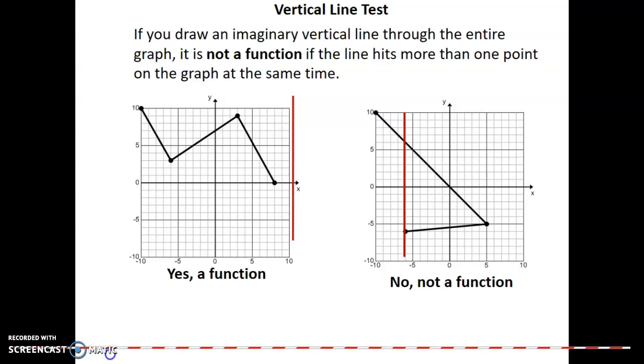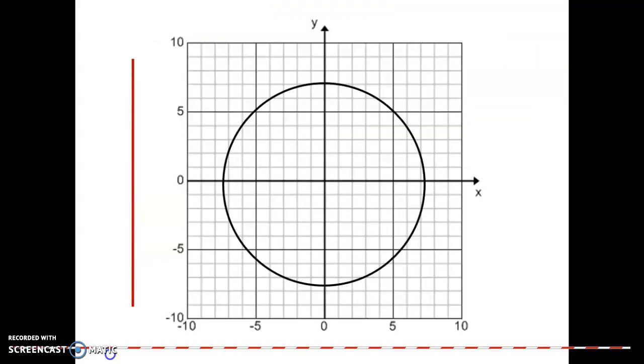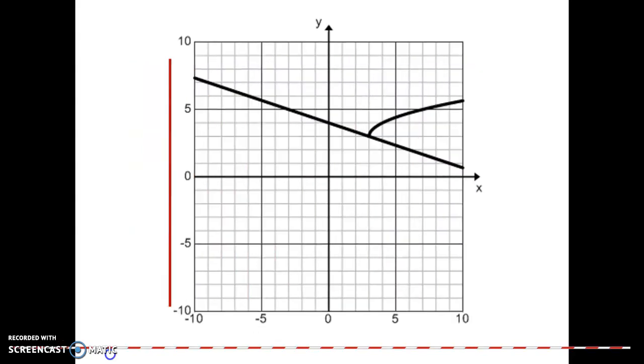Okay, let's take a look at this. Would this be a function? Yes or no? That'd be a no. All sorts of no. All right, would this be a function? It would be right up until that little hook part on the top. So this would not be a function either.